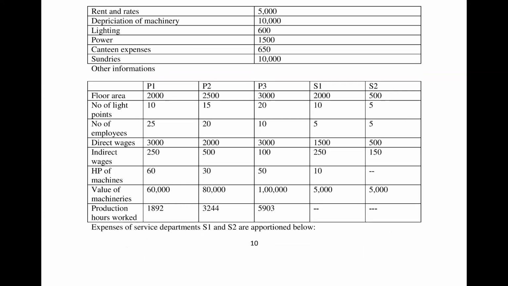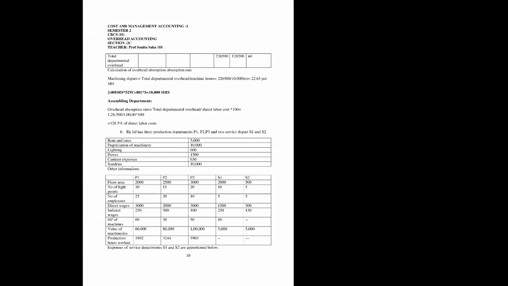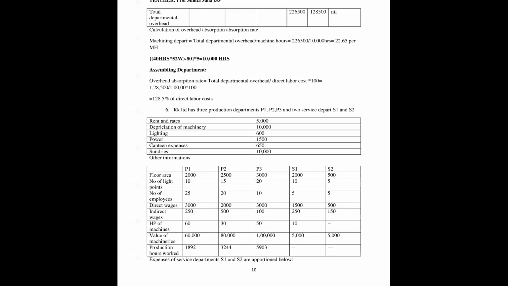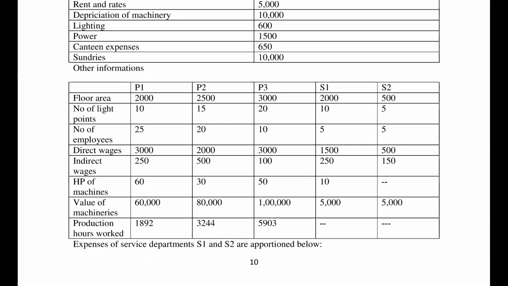Then now you have got the others. These are sundry costs. What do you think we can use to allocate the sundry expenses? I think production hours worked. The production hours worked for the sundry expenses. Sundry expenses, very interesting. What do you understand by sundry expenses?